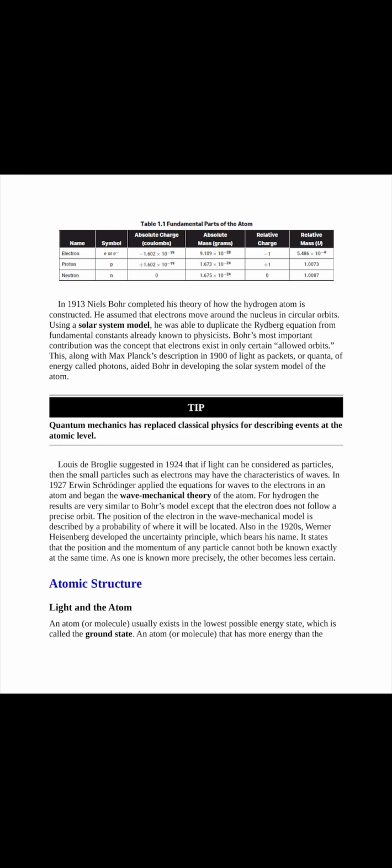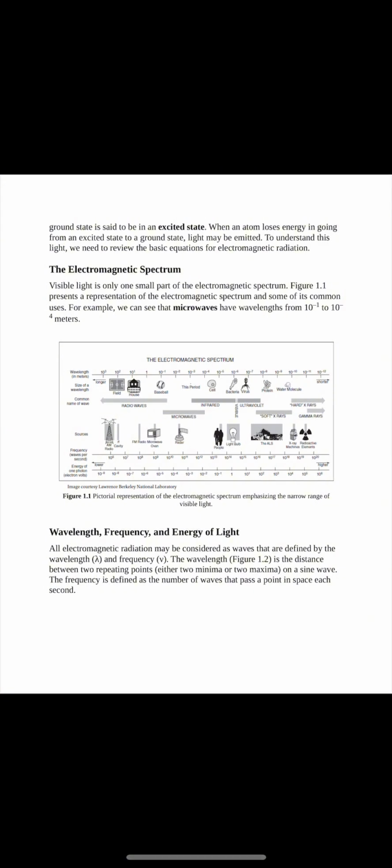Atomic structure: light and the atom. An atom or molecule usually exists in the lowest possible energy state, which is called the ground state. An atom or molecule that has more energy than the ground state is said to be in an excited state. When an atom loses energy in going from an excited state to a ground state, light may be emitted. To understand this light, we need to review the basic equations for electromagnetic radiation.